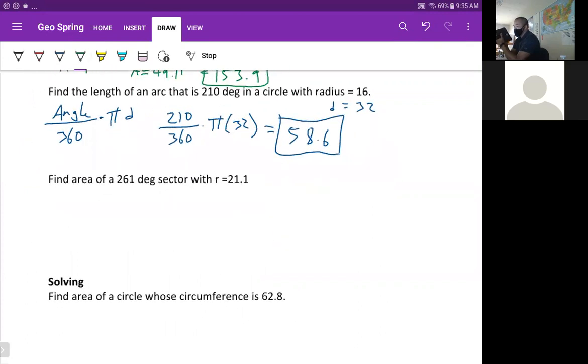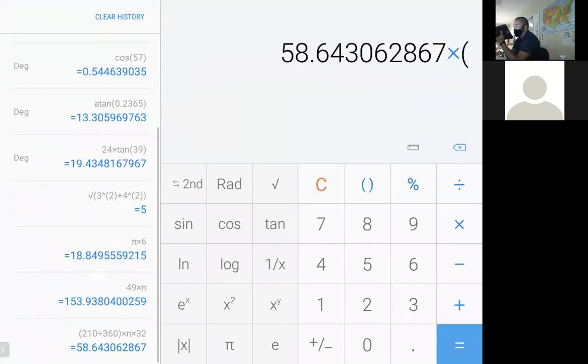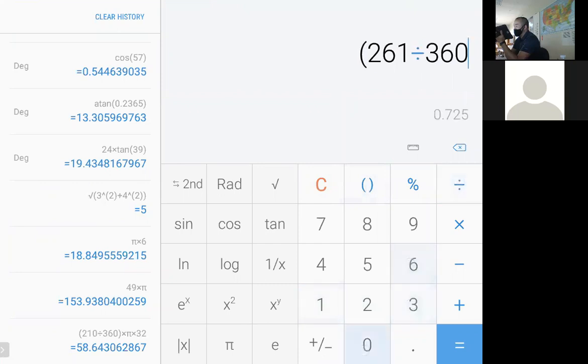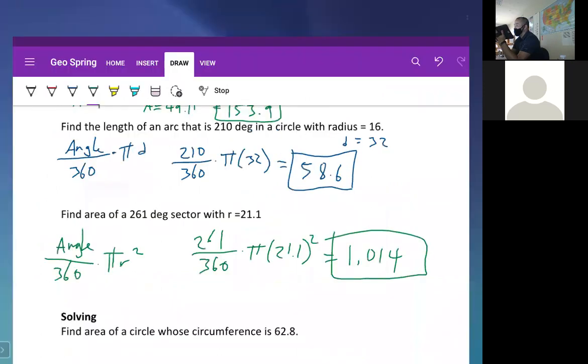And then this is the last formula. So this one is angle over 360 times pi r squared. So 261 over 360 times pi times 21.1 squared. I wrote this number wrong. 261, 21.1. That gives $1,014.03. So 1,014.